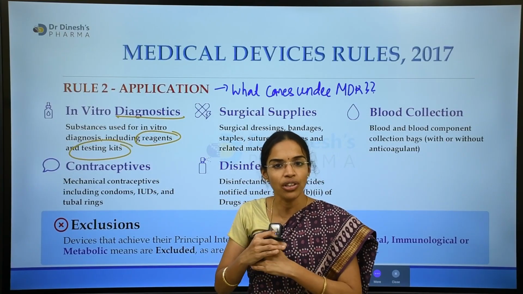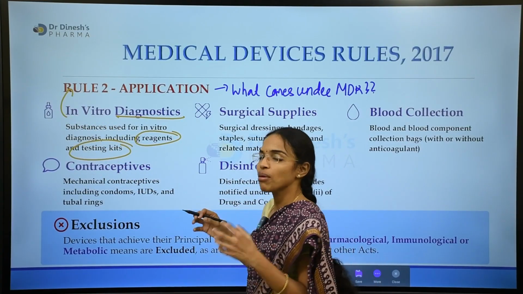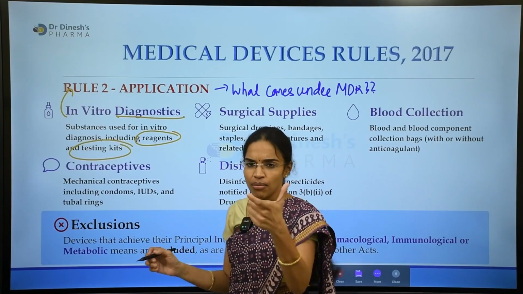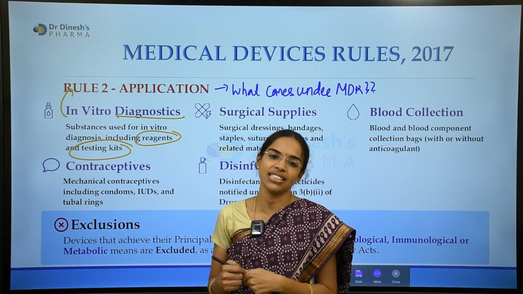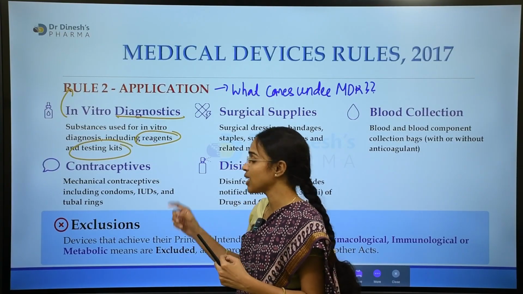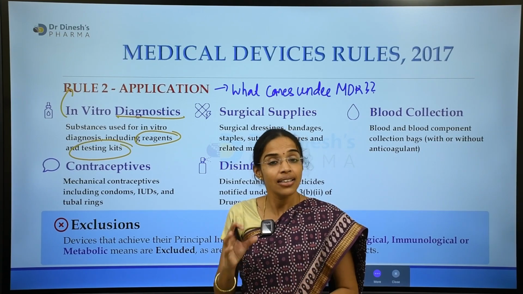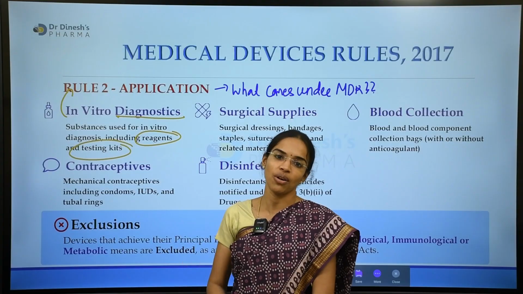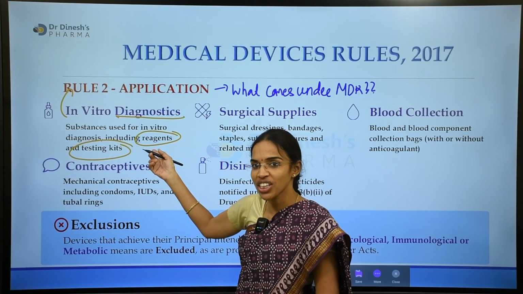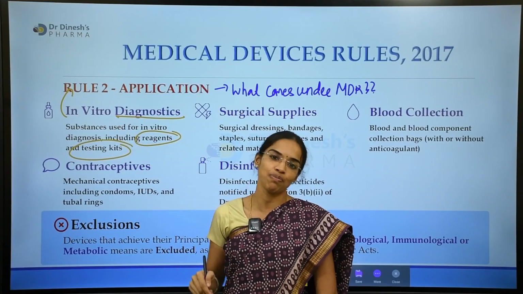All these come under the section of in vitro diagnostics under rule 2. Okay, we have to remember. Sometimes in examinations we may get questions that mention the name of a testing kit, like diabetic strips, or a testing reagent, and ask which rule of MDR 2017 it comes under. As mentioned here, the reagents and the testing kits are covered under the in vitro diagnostics part.